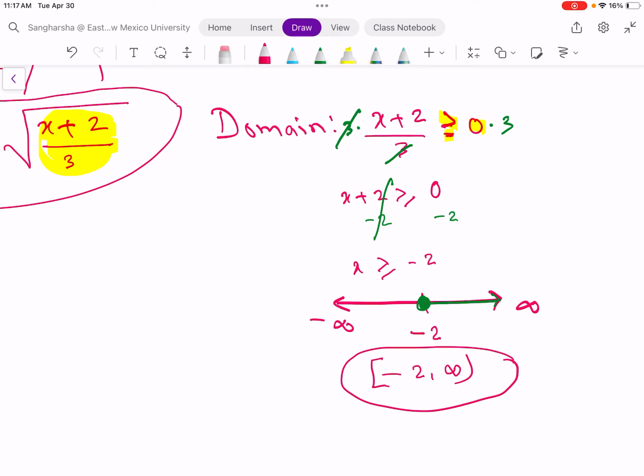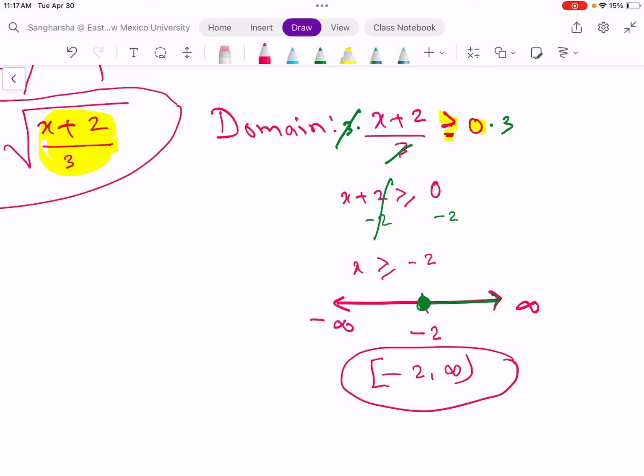Do we have to draw the little number line? No, okay, but you must have your domain in interval notation. If you can write the interval notation without a number line, yes, you can. Okay, any questions?